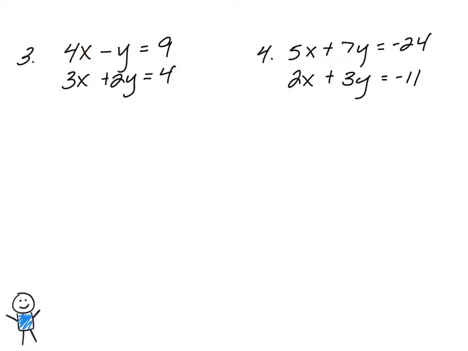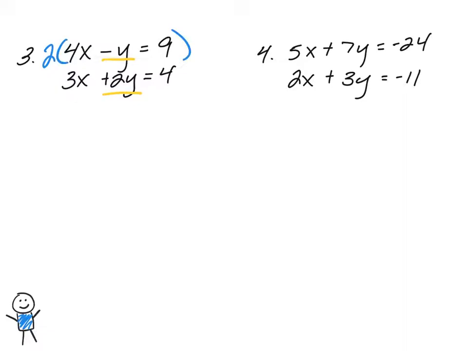that will cancel. For example, if I wanted to eliminate this positive 2y, well, I need the top value to be a negative 2y. What can I multiply negative 1 by to get a negative 2y? Well, I can multiply everything on top here by 2, and let's look at the results that I get.